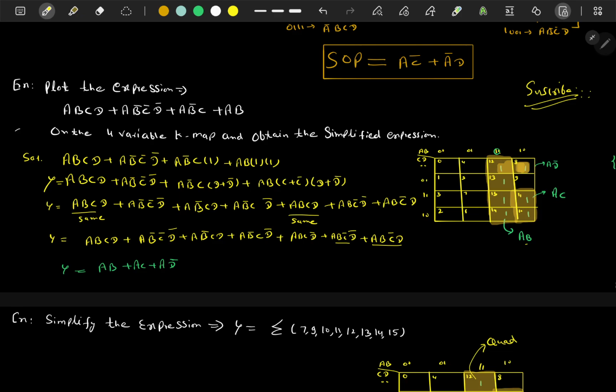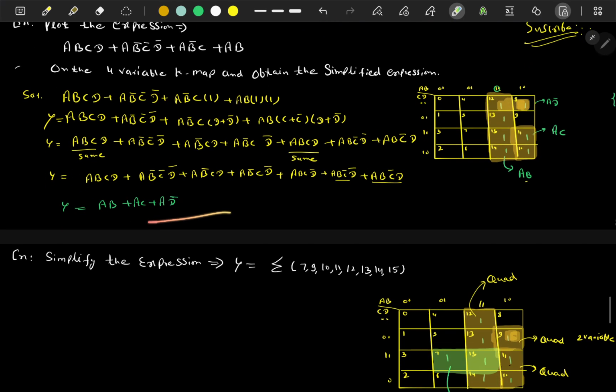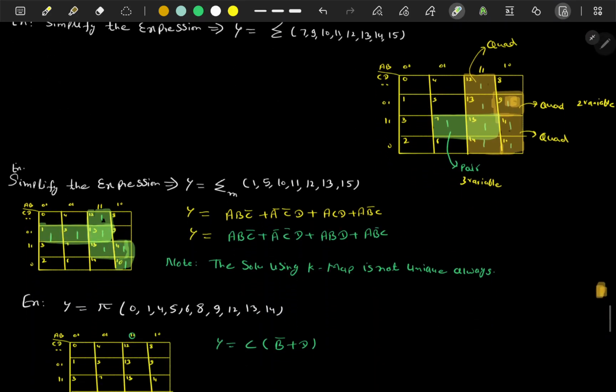Now look at this. What will be here? A will be common and C will be common. Now find the common term for these two: A is 1 and both have D as 0, so A D bar will be common. So these are the terms. You can solve the remaining questions like this also.